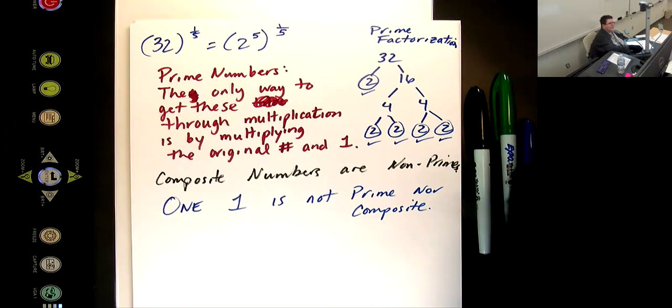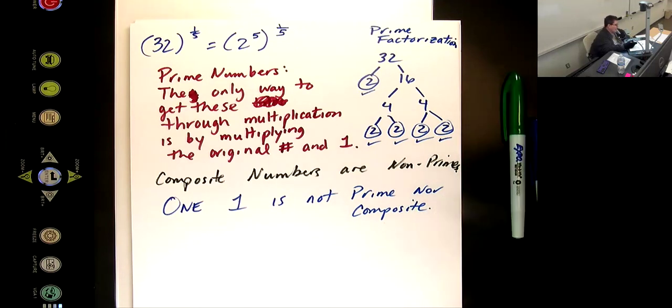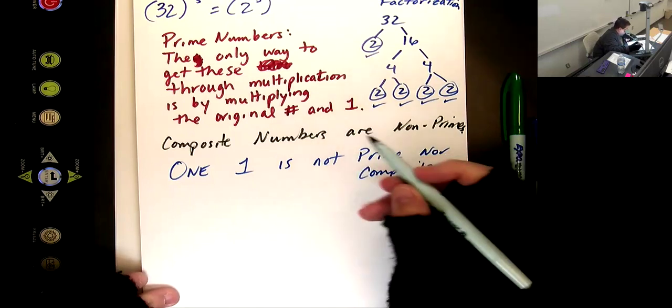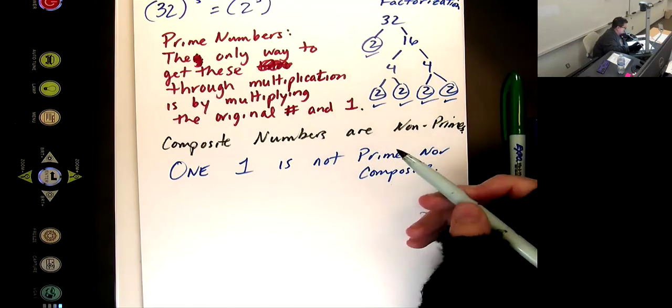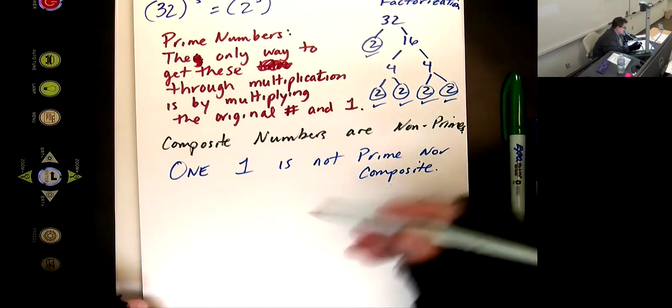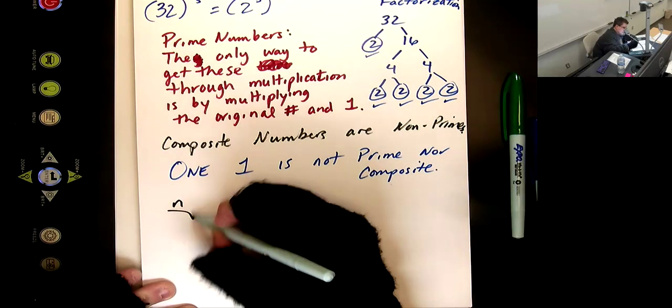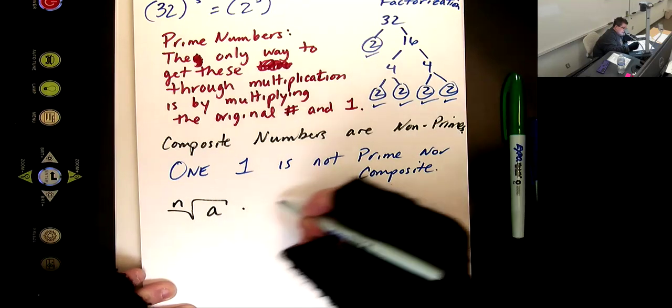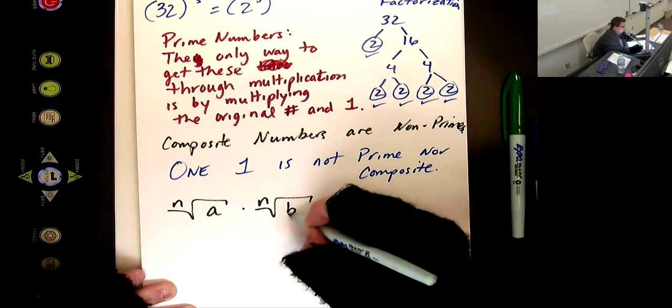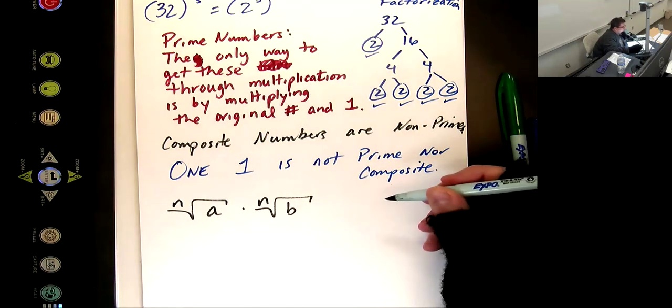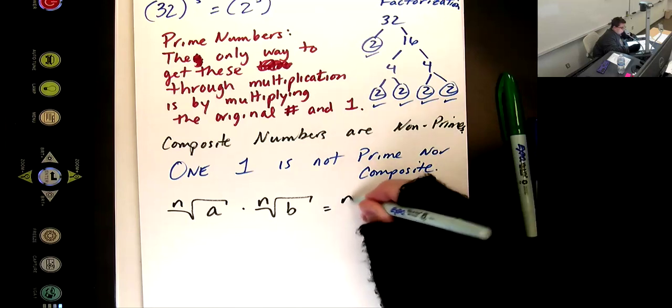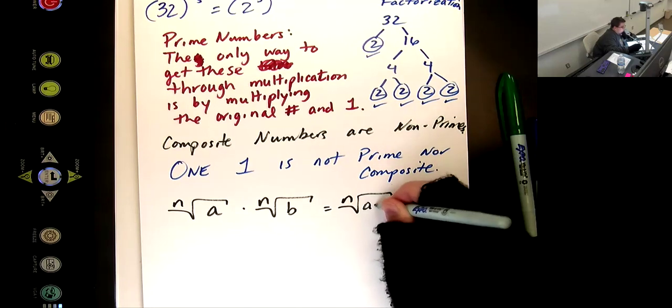So let's keep going with this. We had our rules for our radicals. And with all the shifting around of the exponents, we can do more with it. We're going to do all this again in the next hour. But if I have the nth root of A and I multiply by the nth root of B, we can put those together and make the nth root of A times B.